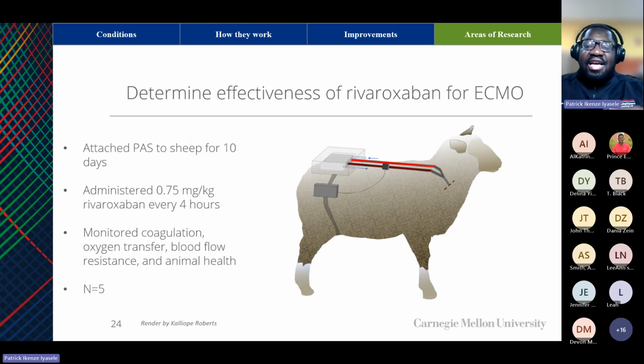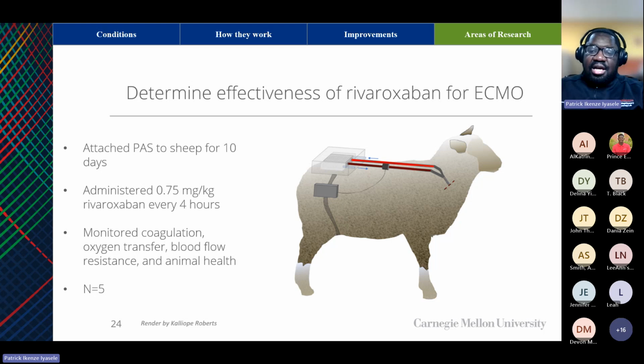In our lab, we have tested the pulmonary assist system by attaching the system to a sheep. In a study that I led that was just completed this past November, we attached the system to a sheep for 10 days, and we used rivaroxaban as the anticoagulation management. The study was done to provide evidence that rivaroxaban, along with the pulmonary assist system, could properly anticoagulate for short-term ECMO usage.